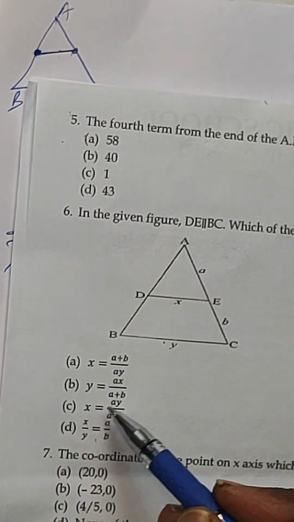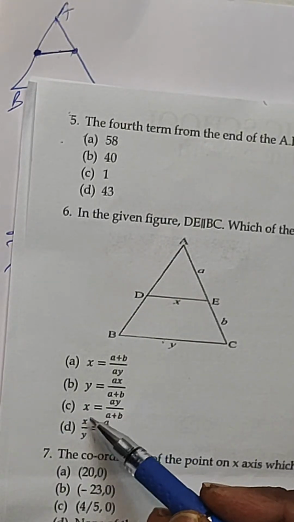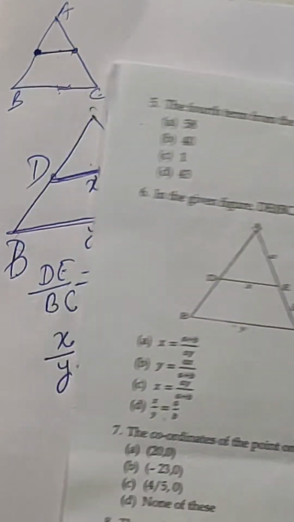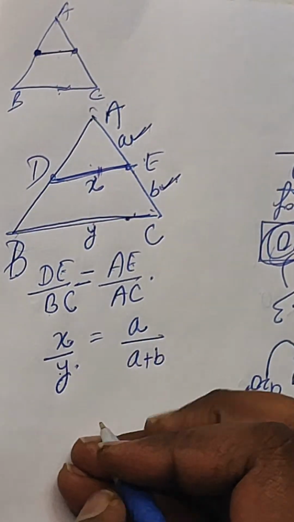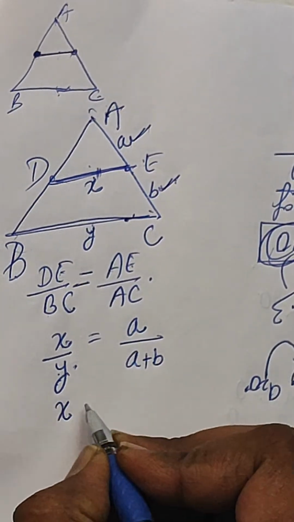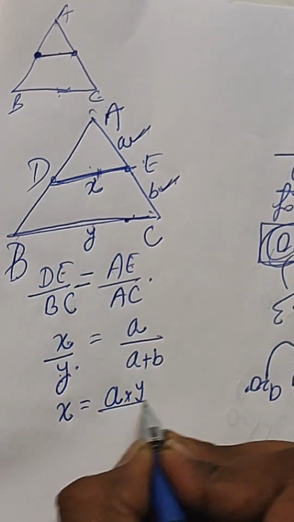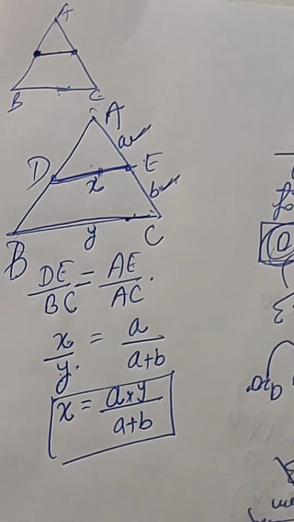You can see X by Y here. If Y goes into the LHS in option number 3, it will become A by A plus B. So here you can see X by Y equal to A by A plus B, which can be written as X equal to A into Y divided by A plus B, right? So this can be written.